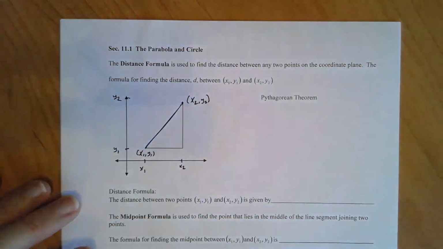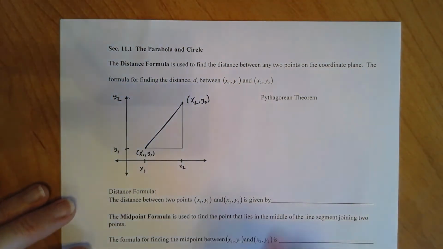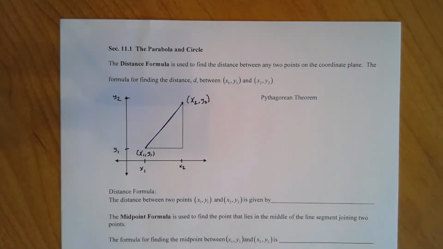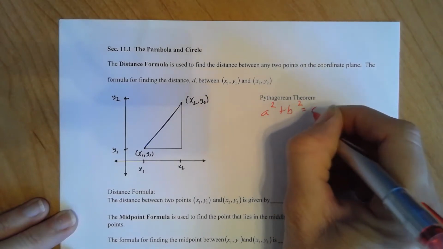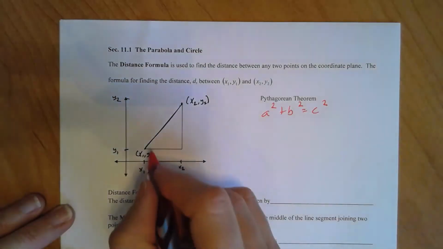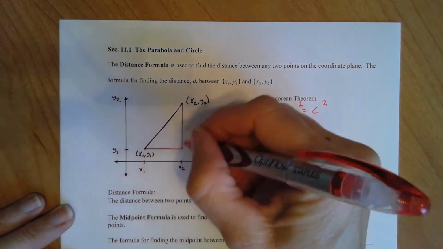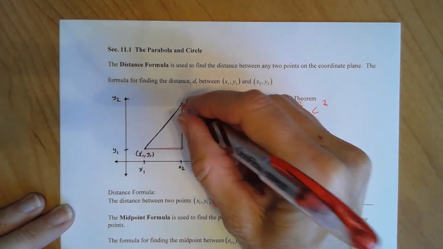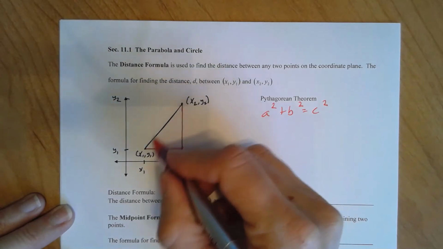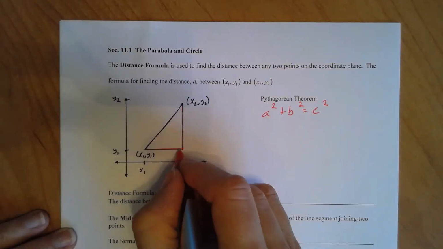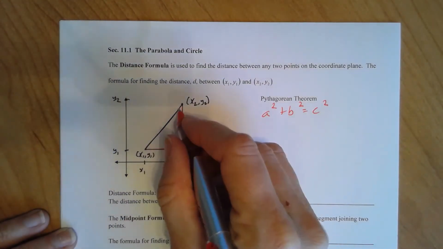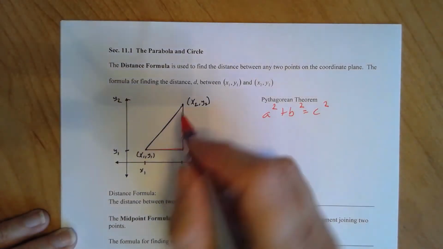Well, we have a nice formula, but where does it come from? The formula comes from the Pythagorean theorem. And the Pythagorean theorem states that a squared plus b squared equals c squared. So that means from here to here, adding this side from there to there should equal that distance, right? So that's what we're going to try and do, figure out how we can get the distance formula from the Pythagorean theorem. So this is my A, this is my B, and this is my C. And that's the C that we're trying to find.